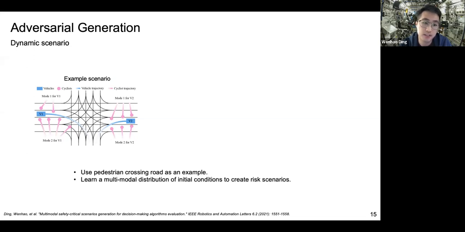And then we can actually create some risk scenarios by optimizing the initial position and the velocity of the cyclist to try to have a collision with the autonomous vehicle. We want to test if the autonomous vehicle can brake or decelerate after it has some potential to have this collision. So that's one way to generate the risk scenario for this dynamic scene.